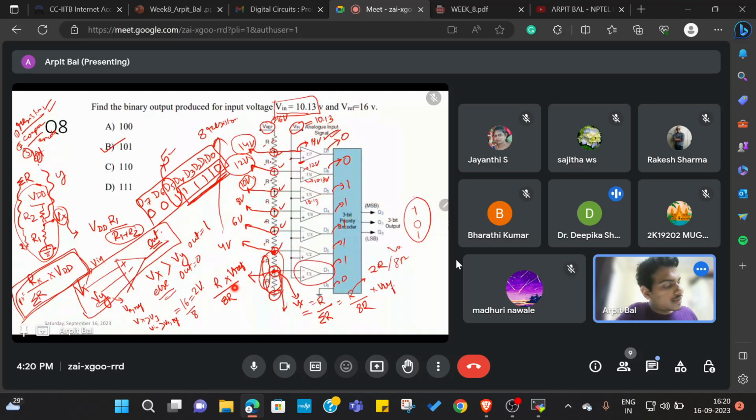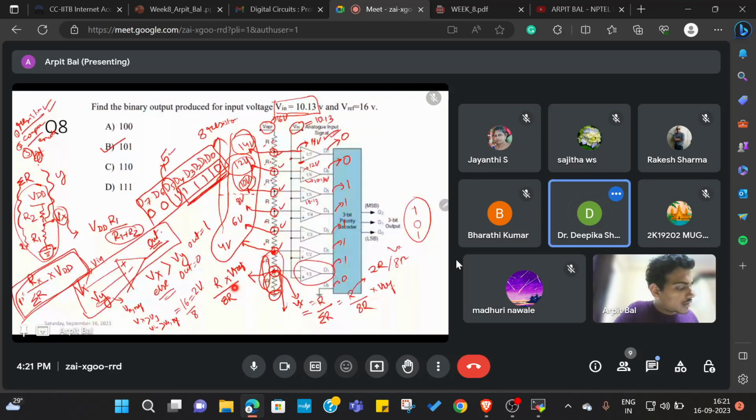And here I have listed my reference voltages. So 10.13 is going to lie between 10 volt and 8 volt. Yeah, it is going to lie somewhere here. So it means the D5 bit, oh sorry, wait. It will lie somewhere between 12 and 10 volt. It is 10.13, greater than 10, less than 12.